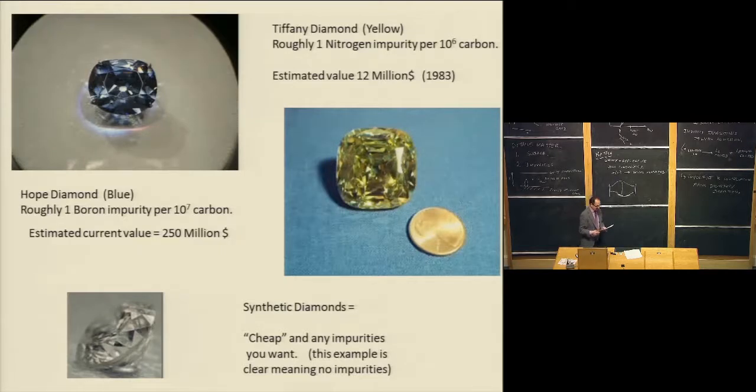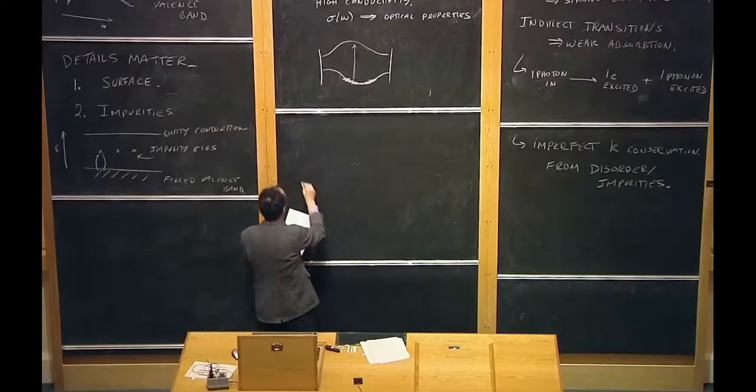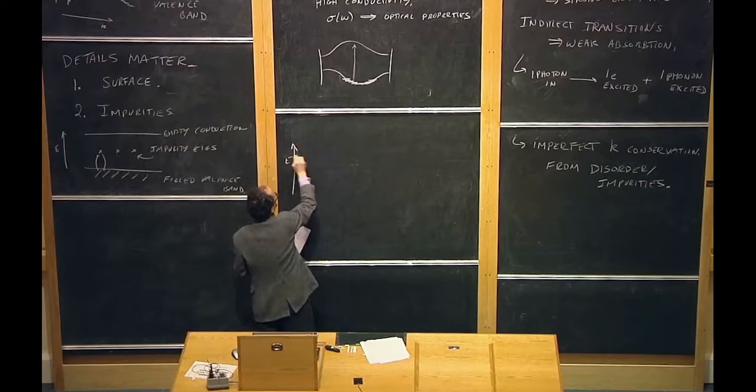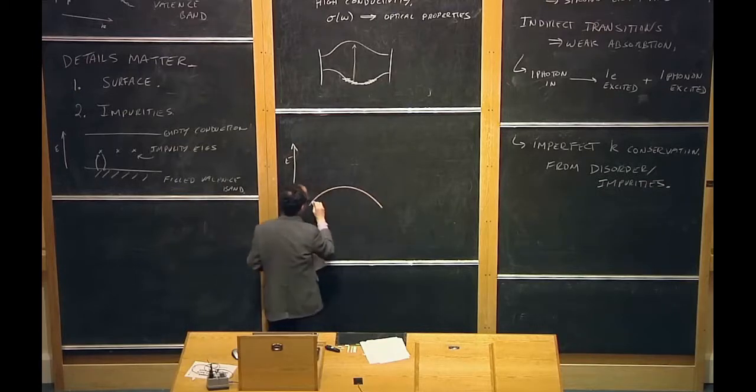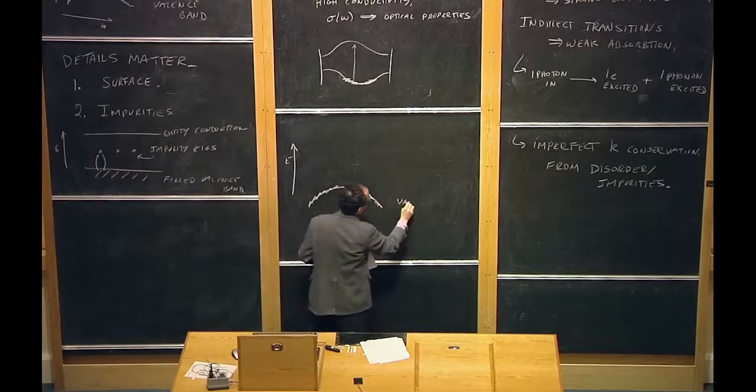Okay, so let's go on and start talking about what happens once you make excitations of electrons in materials. So again, here's energy. We'll draw the top of a valence band, filled valence band. Top of valence band, filled.